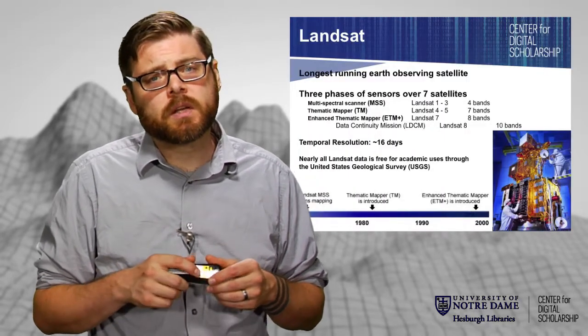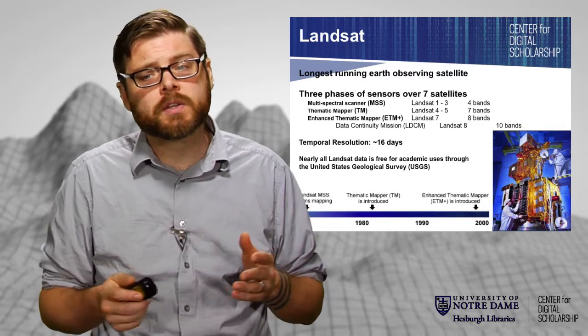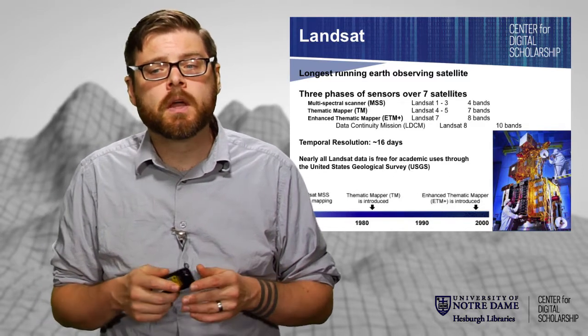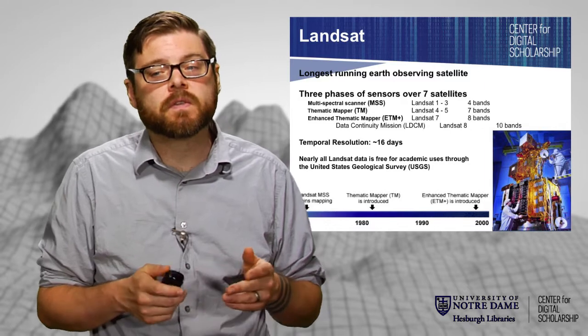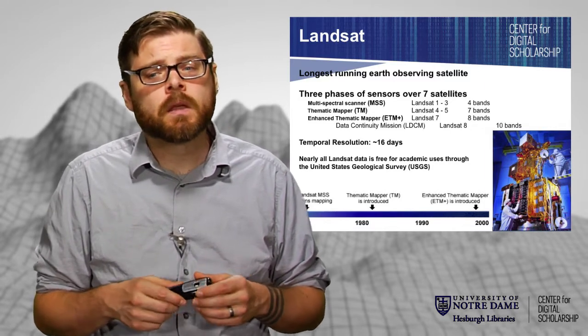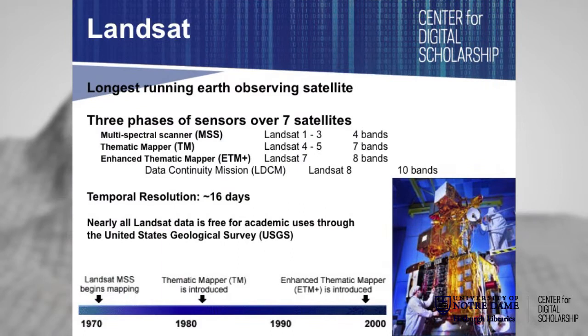Now the next satellite I want to talk about is the Landsat satellite. This is the longest running Earth observing satellite. It's a US project, and it's actually been a series of now 8 different satellites with different sensors that are pretty similar between them. It orbits about every 16 days. And almost all Landsat data is freely available for academic uses through the USGS. So it's a really, really powerful satellite, both because it's been around since the early 1970s, sampling in a pretty systematic way, but also because it's all available pretty freely.